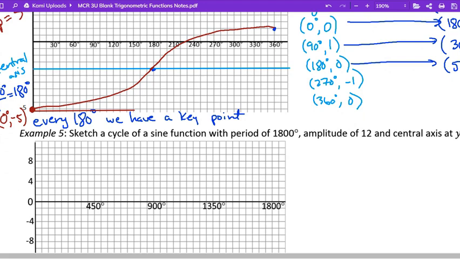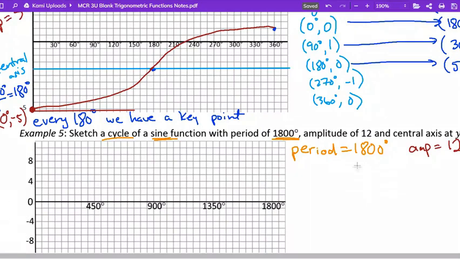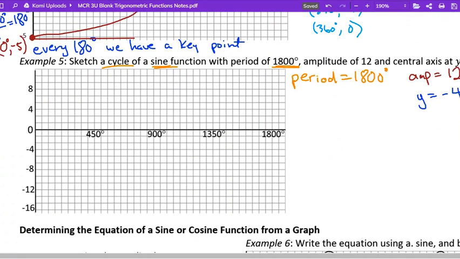Sketch one cycle of a sine function with a period of 1,800 degrees, an amplitude of 12, a central axis of y equals -4. And no phase shift, because they didn't say so.